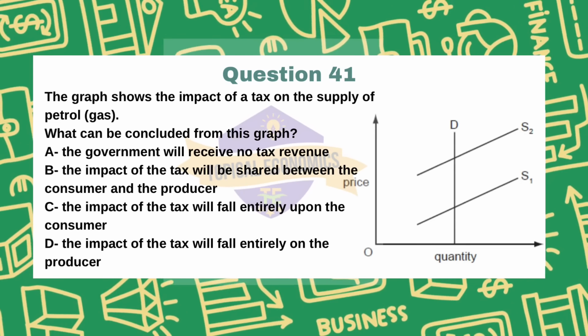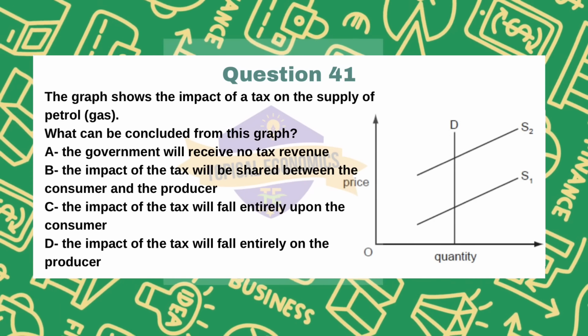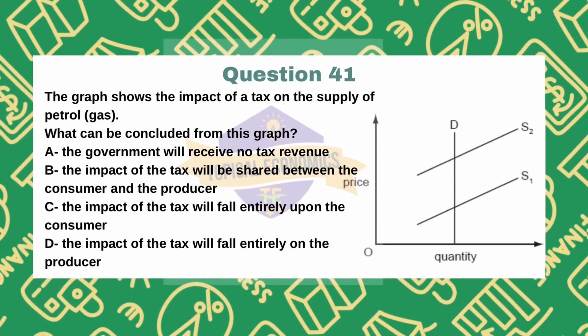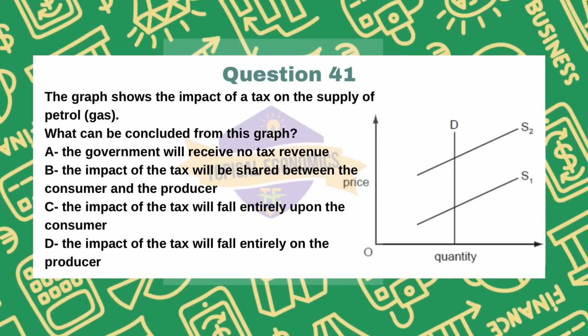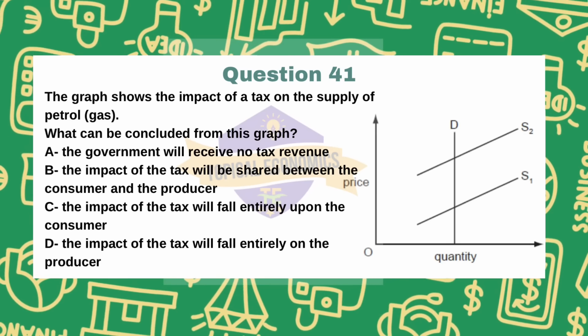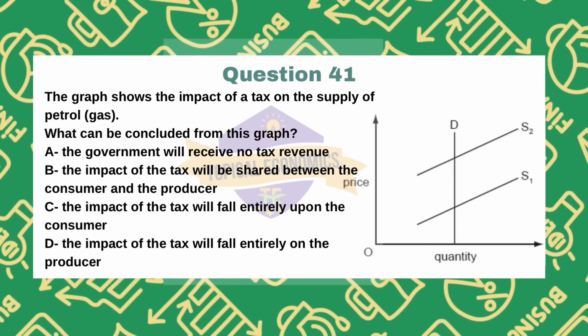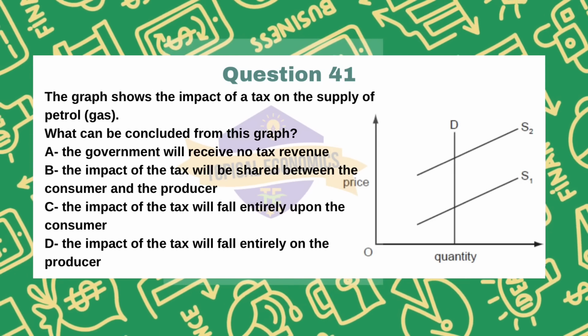What can be concluded from this graph? A. The government will receive no tax revenue. B. The impact of the tax will be shared between the consumer and the producer. C. The impact of the tax will fall entirely upon the consumer. D. The impact of the tax will fall entirely on the producer.